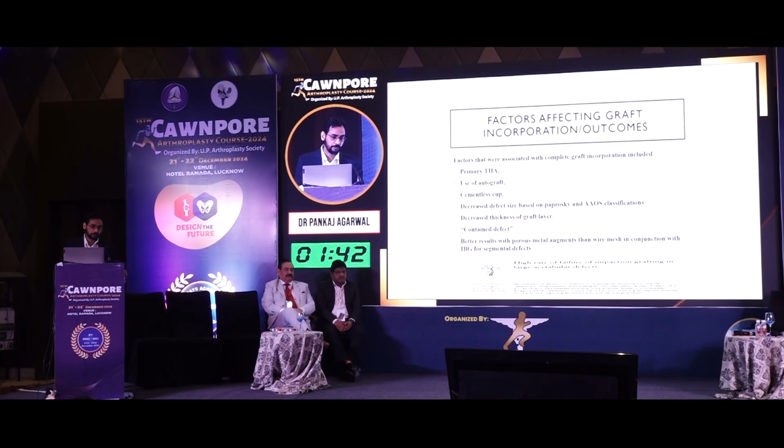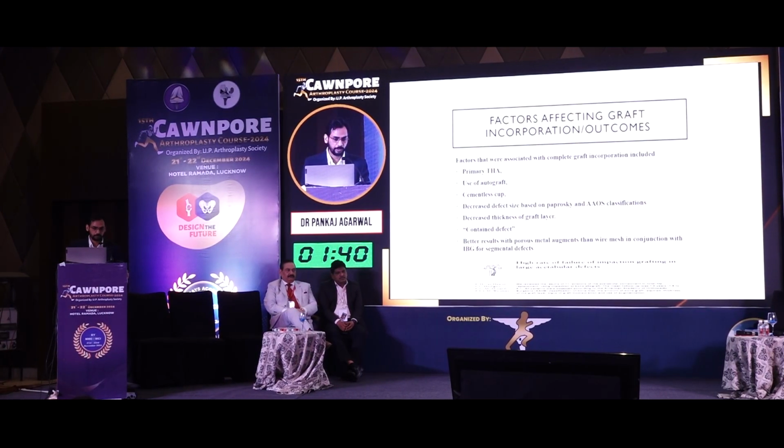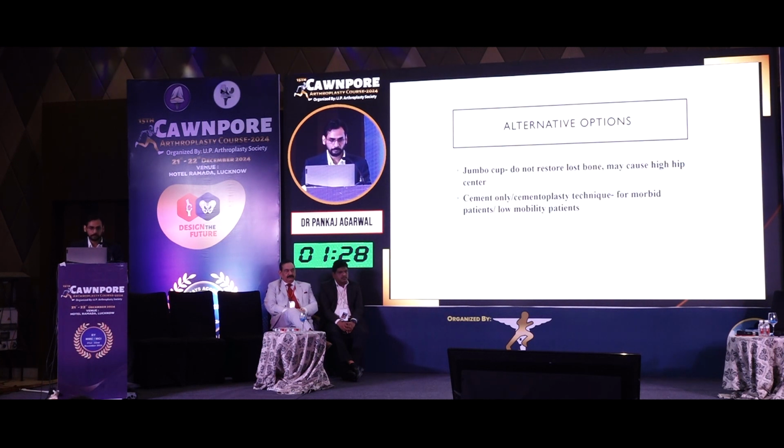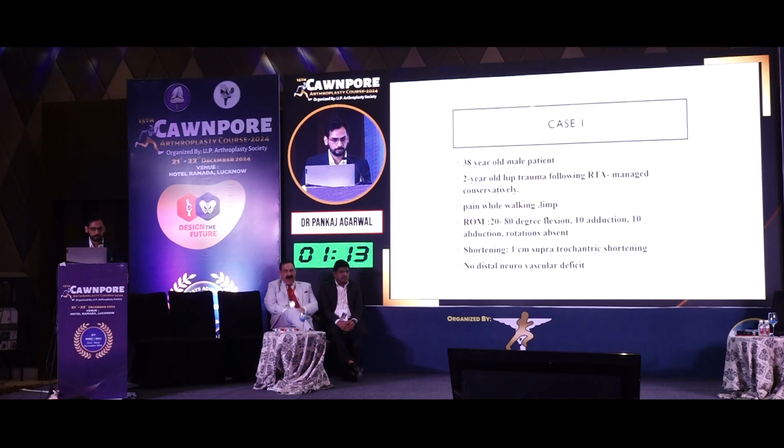If the defect is contained, then definitely impaction bone grafting is a good procedure. And in case of segmental defects, it has to be augmented with a porous metal augment or a wire mesh in conjunction with the impaction bone grafting. So what are the alternate options? The alternate options would be to use a jumbo cup, or in cases of old or morbid patients, one can use cement to fill the defect, but of course the longevity is not that good.